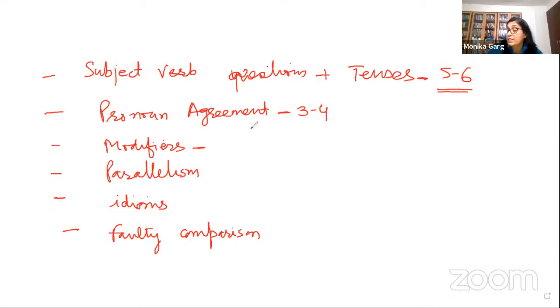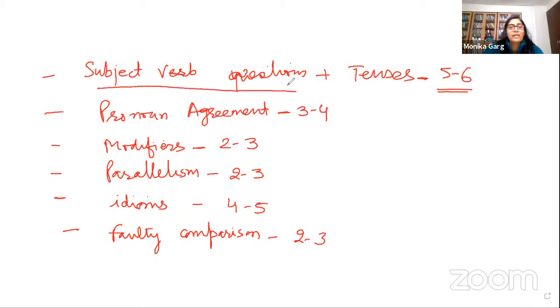Modifiers, we usually get about 2 or 3 questions. Parallelism, again, 2 to 3 questions. Idioms, there are plenty, maybe 4 to 5 questions. And faulty comparison, again, you get about 2 to 3 questions and sometimes even more. Now, let's take up these topics one by one.